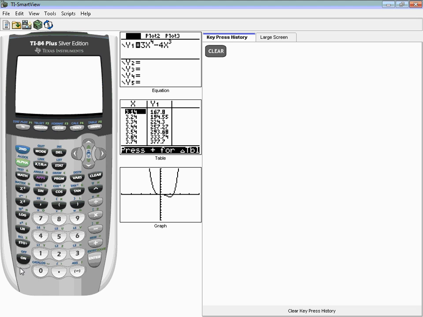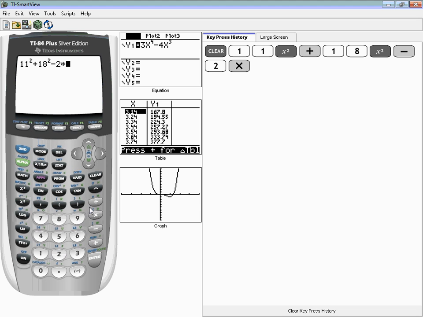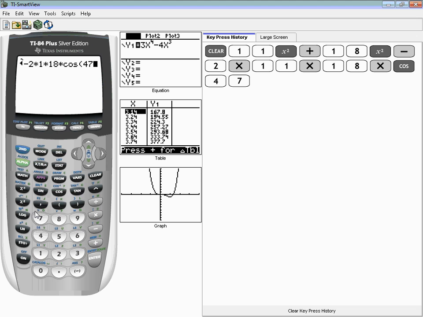So let's see. Let me do it real quick. So 11 squared plus 18 squared minus 2 times 11 times 18. I did times 1. The other one did not show up.